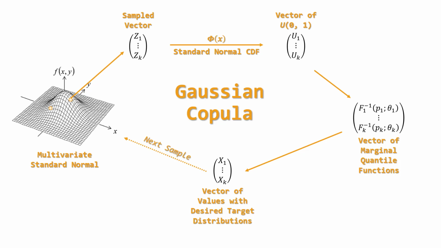For example, if the first variable has a log normal distribution with some parameters, you would use the quantile function of a log normal distribution with those parameters on the uniform 0, 1 values to get a log normally distributed value. You would do this for each of the variables in your copula, and they may have different quantile functions. This results in a vector of values with the desired target distributions and a joining structure defined by the multivariate standard normal. Then, you can repeat this process a number of times to create your random sample. We will see the results of this process in action next.